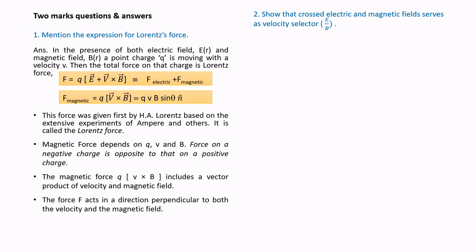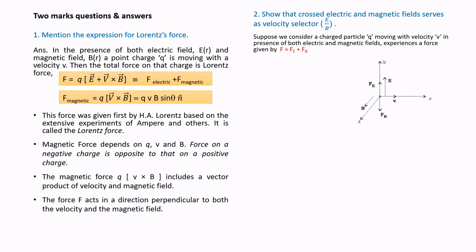Question number 2. Show that crossed electric and magnetic fields serve as a velocity selector, v equal to E by B. Answer. Suppose we consider a charged particle q moving with a velocity v in the presence of both electric and magnetic fields, which experiences a force given by the equation F is equal to F electric plus F magnetic. Please see the figure here.